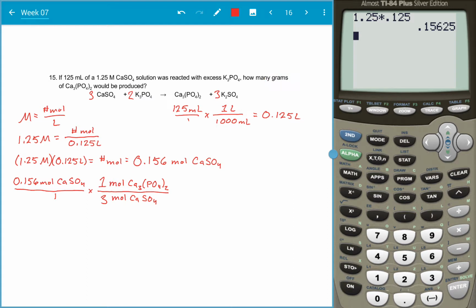But we need grams of calcium phosphate. So we need to convert from moles of calcium phosphate to grams of calcium phosphate. To do this, we use the periodic table, knowing that 1 mole equals whatever we add up in terms of molecular weight for this compound. So we have 3 calciums, we have 2 phosphoruses, and we have 8 oxygens.